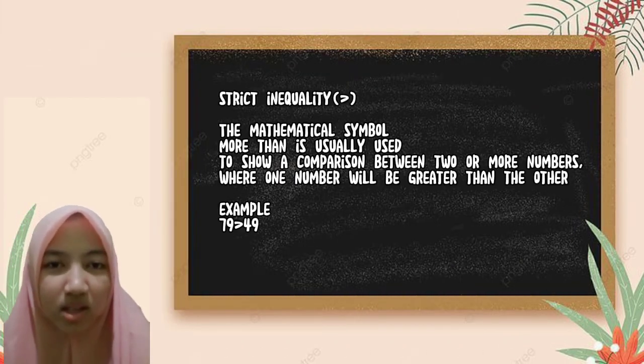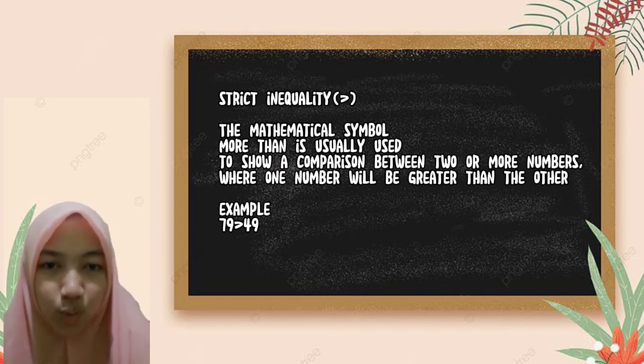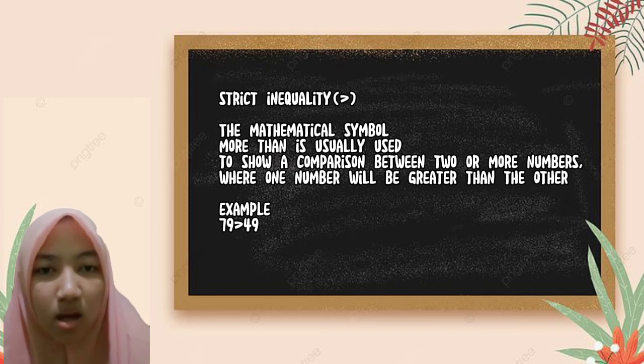Strict inequality. The mathematical symbol more than is usually used to show a comparison between two or more numbers, where one number will be greater than the other. An example of using the more than symbol is as follows.